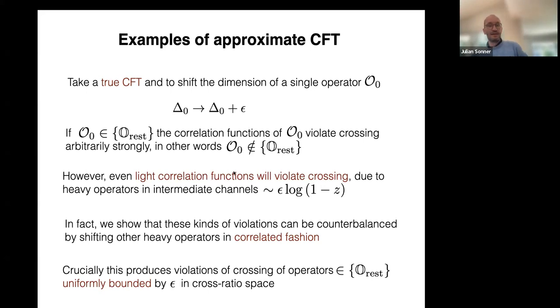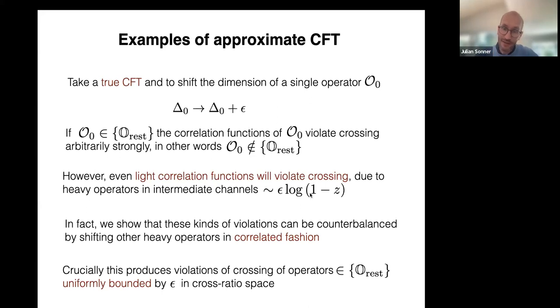This is what I'm saying here. Basically, you have violations that are logarithmic. They're not uniformly suppressed in epsilon, so there's no choice of epsilon which makes this uniformly small. But in fact, what we show, and it's not such a complicated calculation, but in the interest of time, I decided to refer you to the paper, is that these kinds of violations can be counterbalanced.